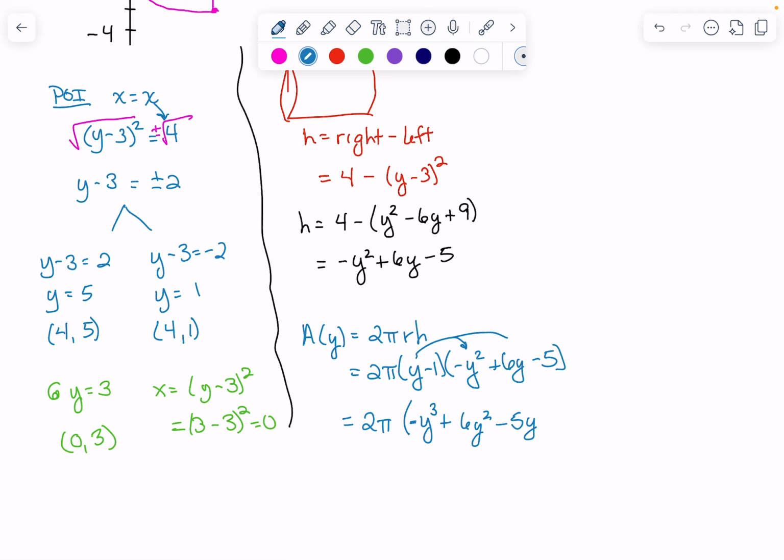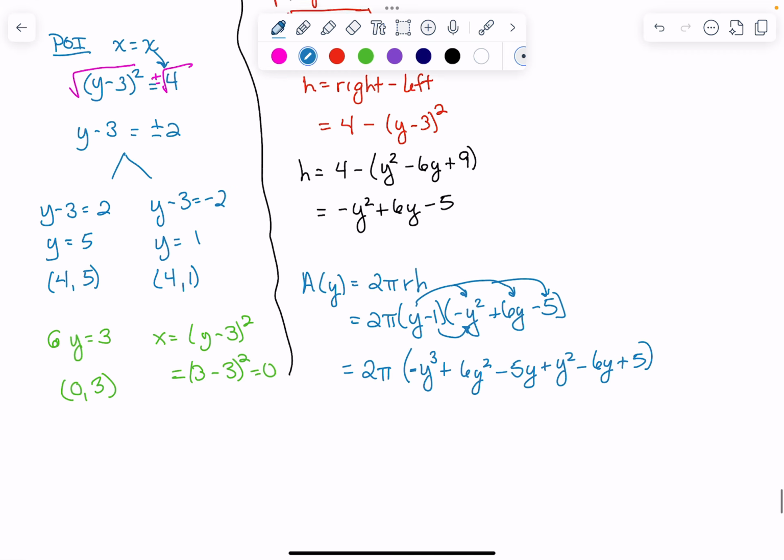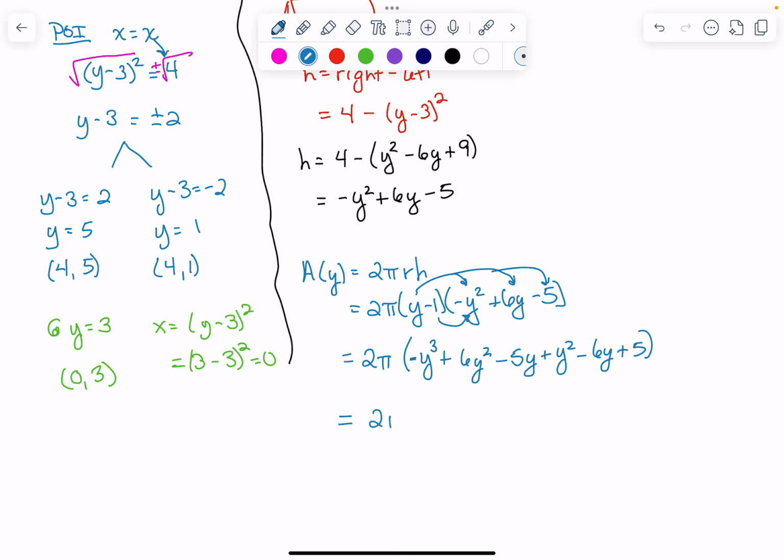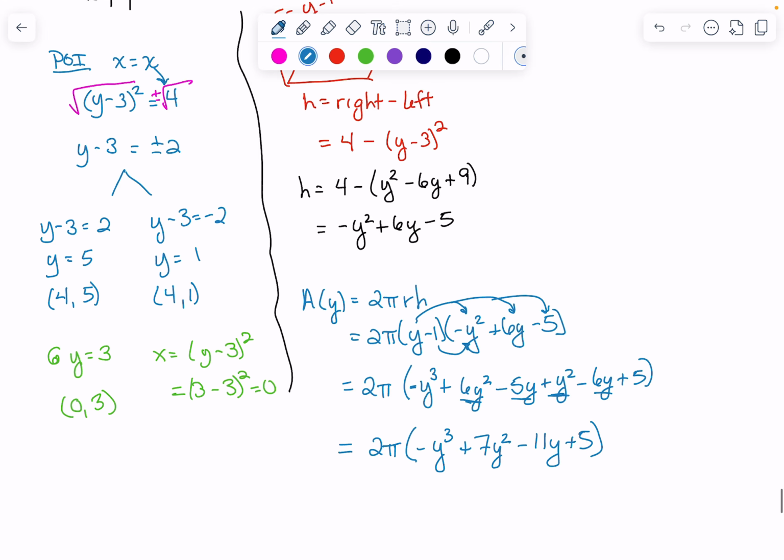I just went into here and here and here, distributed that. Now I'm going to do my negative 1. I'm going to say plus a y squared minus 6y plus 5. Alrighty, isn't that beautiful? So I've got a 2 pi times, combining like terms, a negative y cubed. I have this y squared in this one, so plus 7y squared. I have these two y terms, minus 11y, and plus 5. All right, my area. Doesn't it look beautiful?